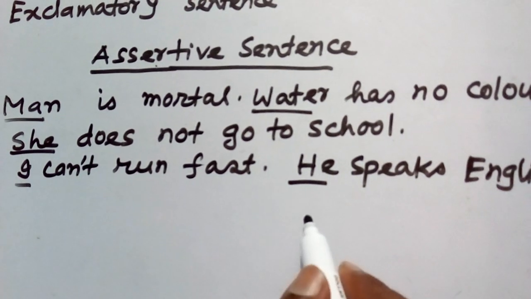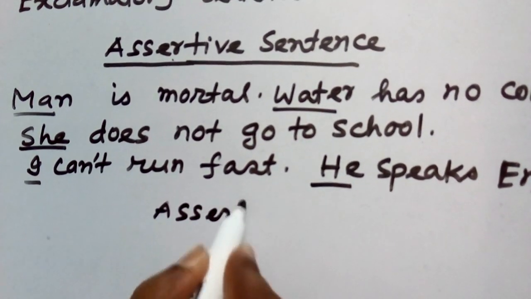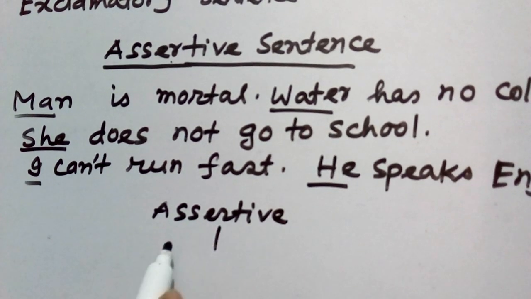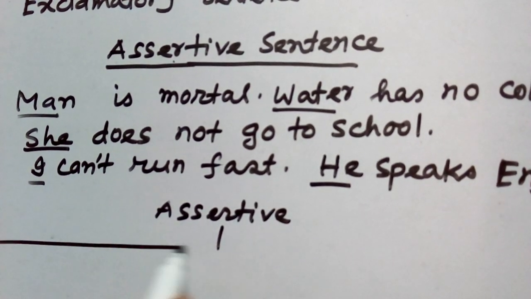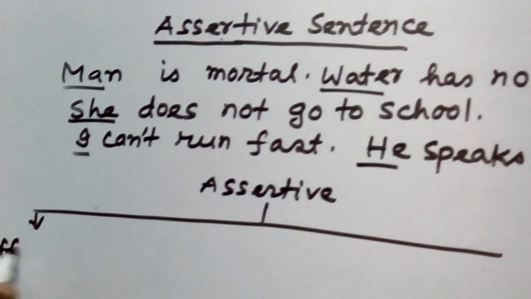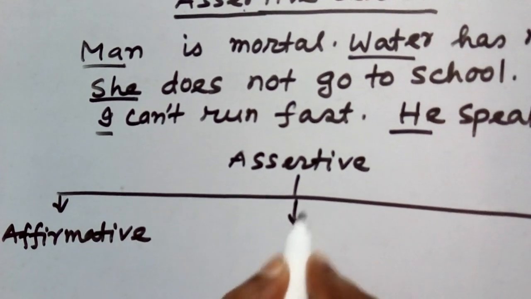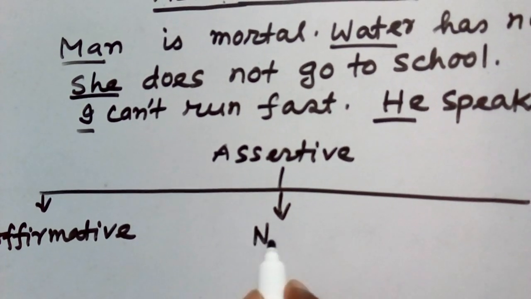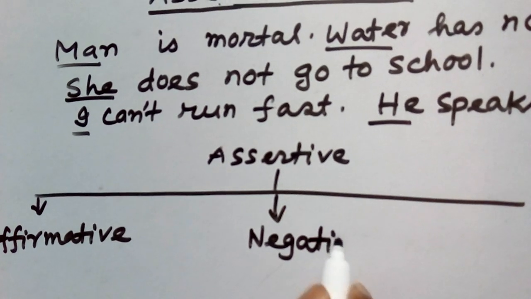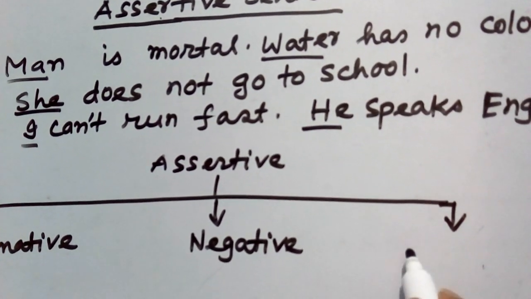So assertive sentences are of 3 kinds. Number 1, affirmative. Number 2, negative, and number 3, emphatic.